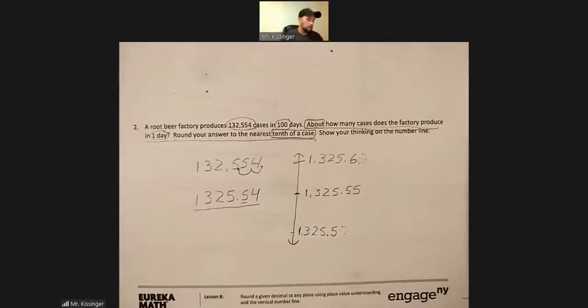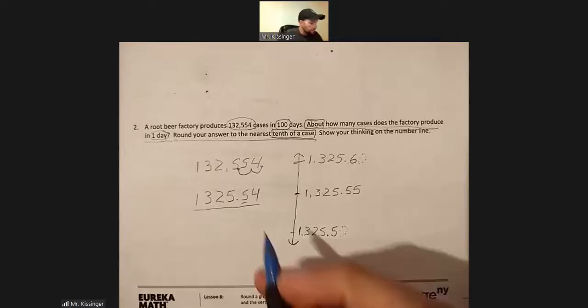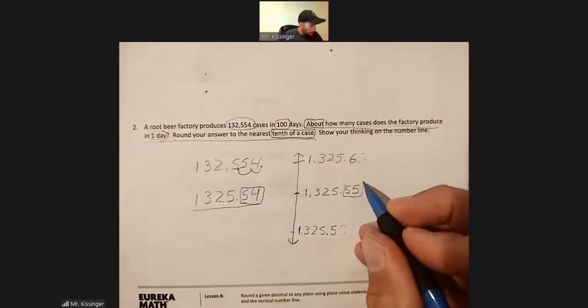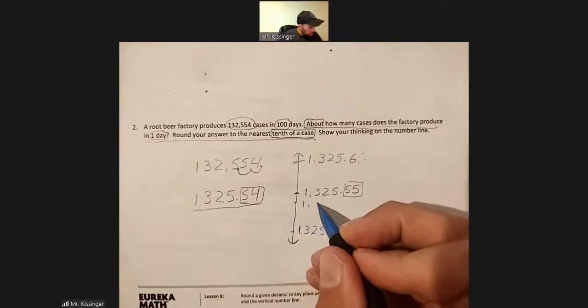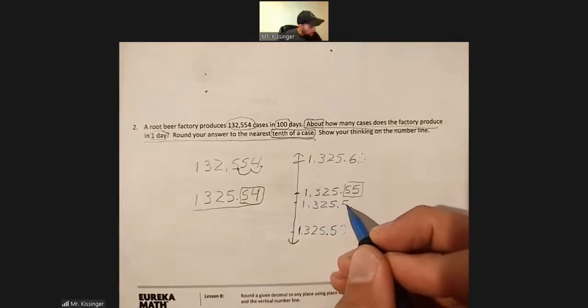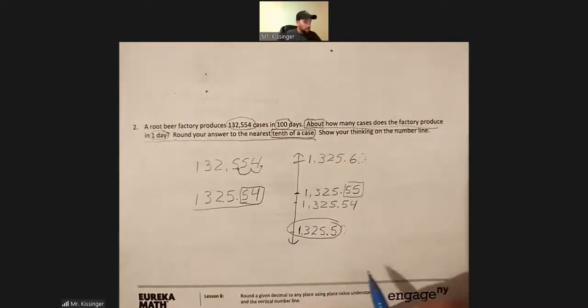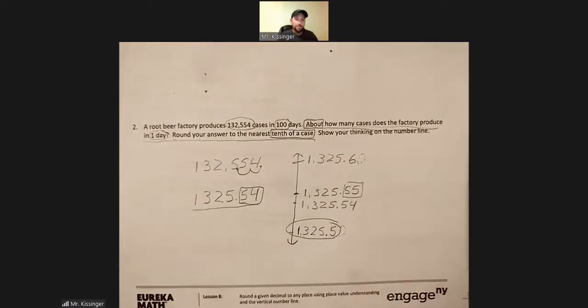So when we look at 1,325 and 54 hundredths, is that greater than or less than 1,325 and 55 hundredths? Well, our 54 right here is lesser than our 55 right here. So we know it's going to go right underneath, 1,325 and 54 hundredths. And we're going to round down to 1,325 and 5/10 or 1/2. So that'll tell us, rounded to the nearest tenth of a case, how much root beer the root beer factory produces approximately in 1 day.